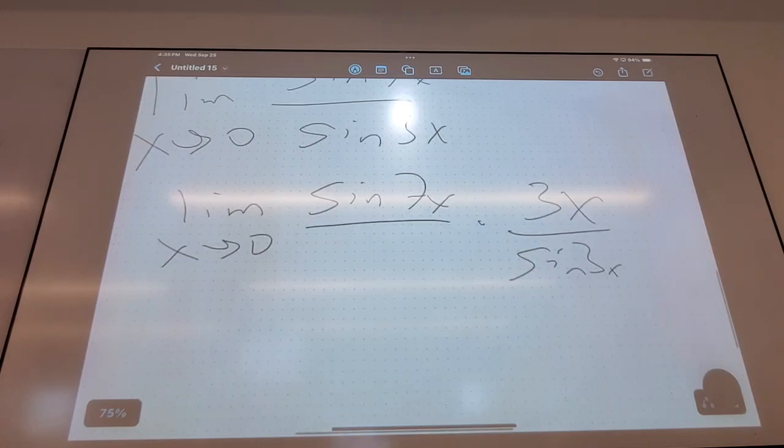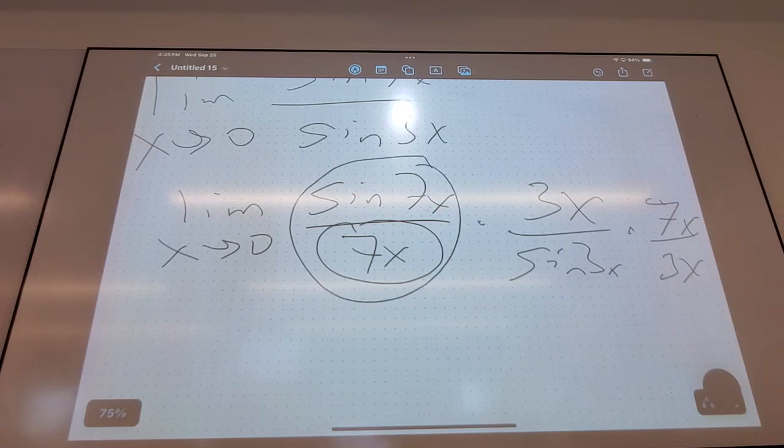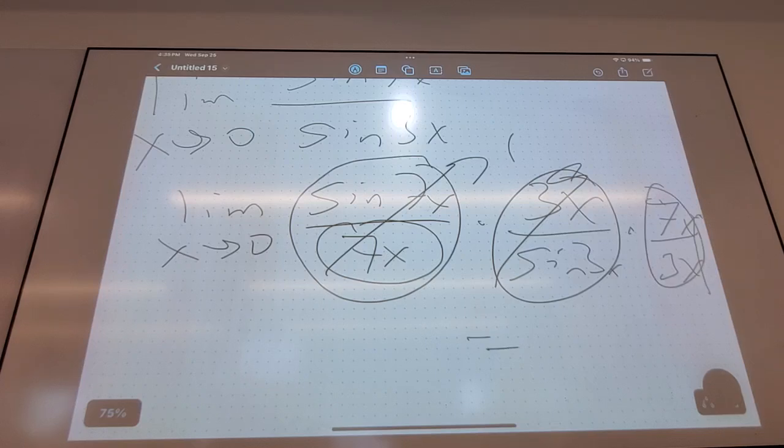Didn't I just put a 3x there that wasn't there? How do I make that actually legal? There, now it's legal, correct? I did top and bottom by 3x. What does this guy need here? 7x, so what do I better do at the same time? On the top. So what is this limit? 1. What's this limit? 1. What do the x's do? Cancel. So what do I get? 7/3. Yeah, cool, alright.